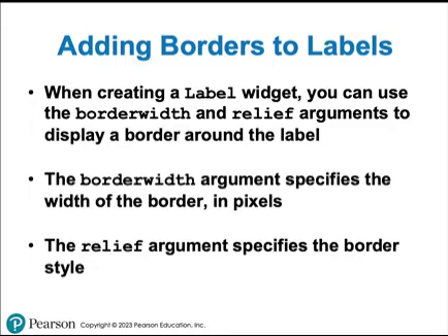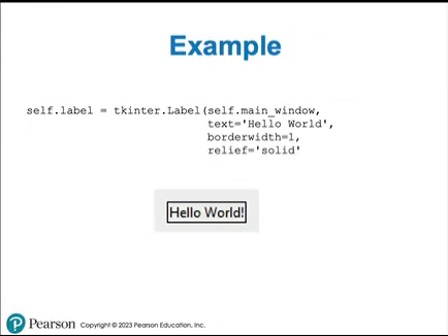You can create borders around your label, and then you can also change the border style with the relief argument. So here our text is Hello World. We want a border around it, or a box with a width of 1 pixel, and we want the style to be a solid line. So that's showing you how to use some of those arguments and showing you what the resulting widget would look like on the screen.